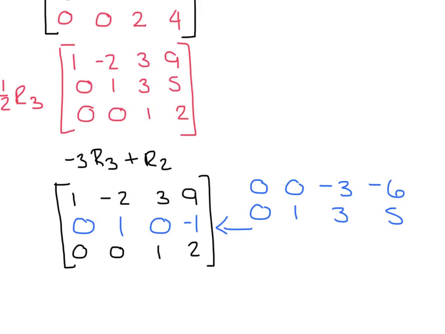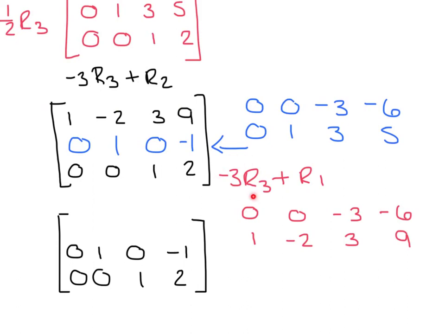And now I'm going to do something similar here. I'm going to manipulate row 2 so that I get a 0 in this position. Okay? I'm sorry, I pointed at the wrong one. I want a 0 in this position, so I need to manipulate row 3. So we're going to multiply row 3 by -3. Add that to row 1.